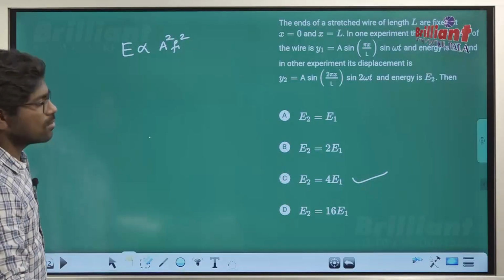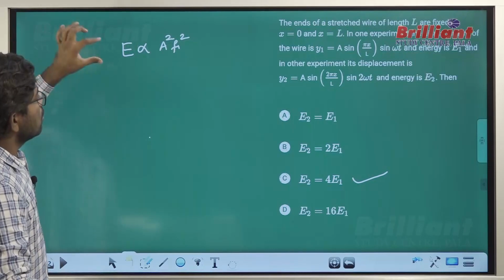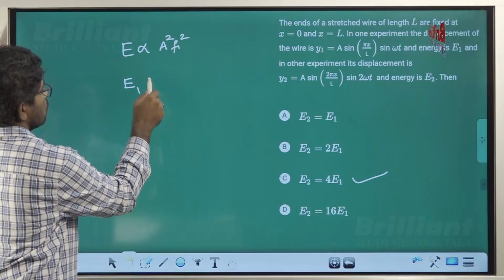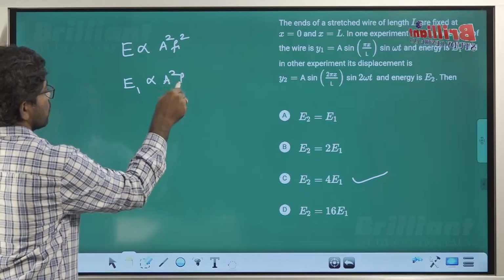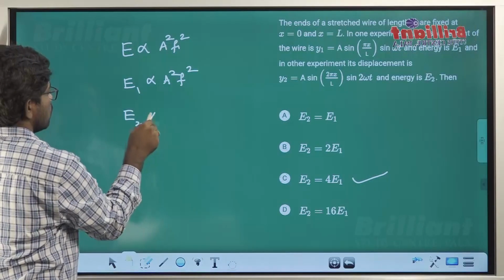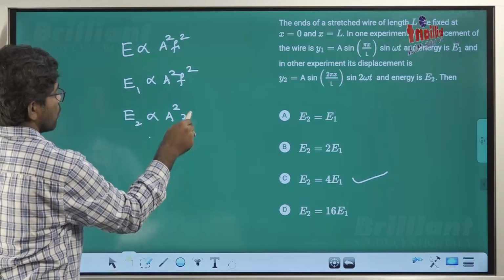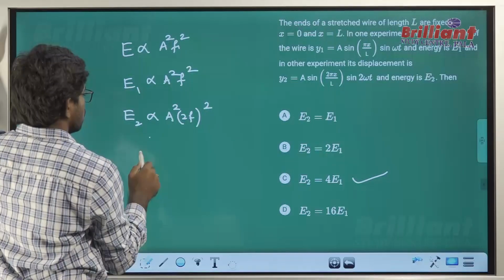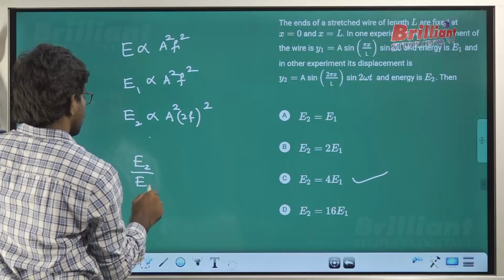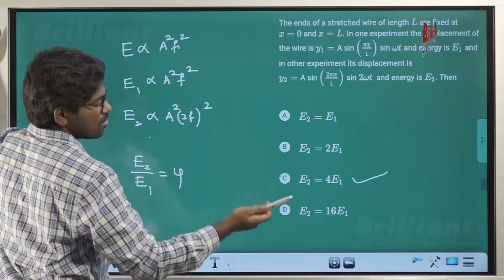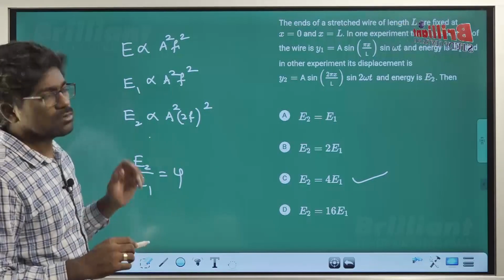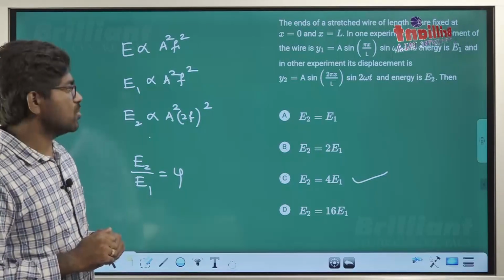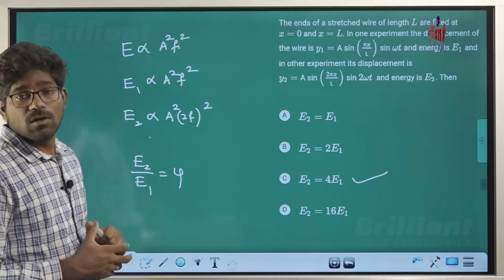Yes or no? Understand? If you want to write, you can write E1 is proportional to a square f square, and E2 is proportional to a square 2f square. Omega is increased by 2 times, so frequency also increased by 2 times. Yes or no? So what is E2 by E1? 4. Then E2 is 4 E1. That's it. Simple question. Understand? Don't think too much. Energy depends upon amplitude and frequency. Shall we move to the next question?